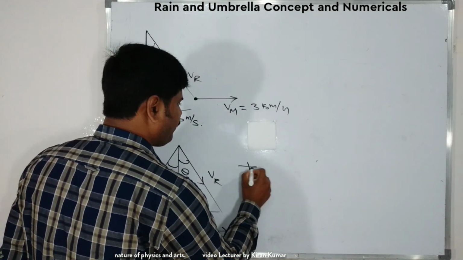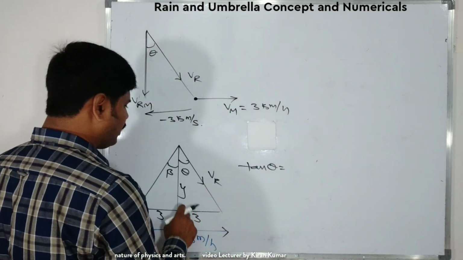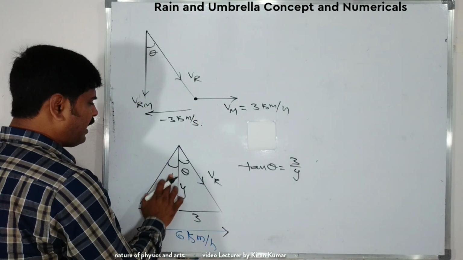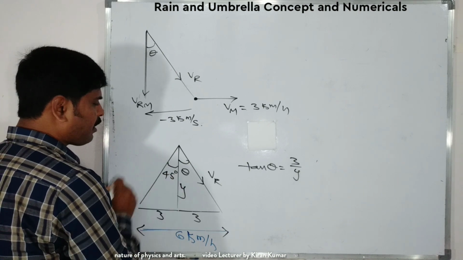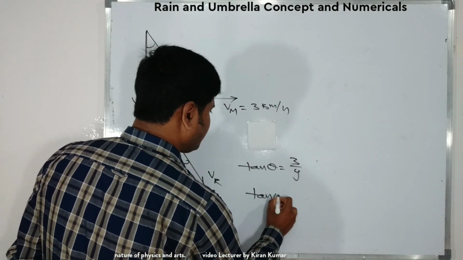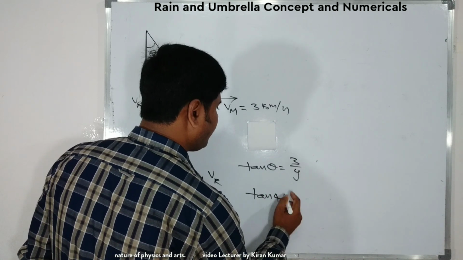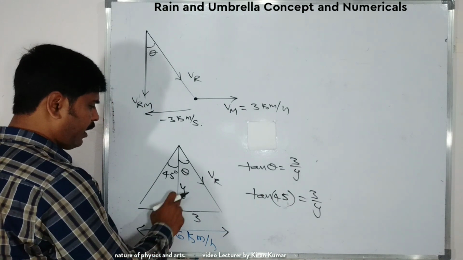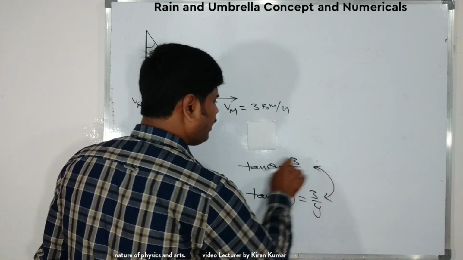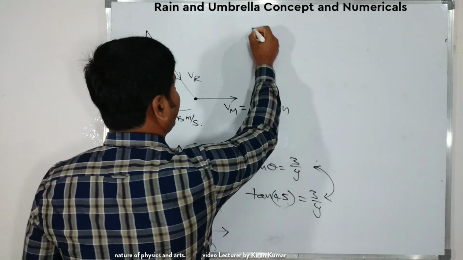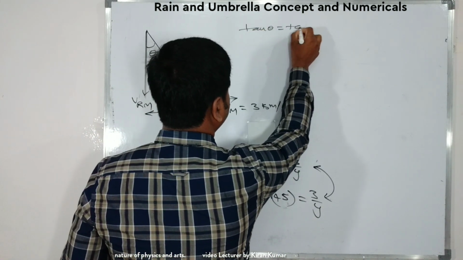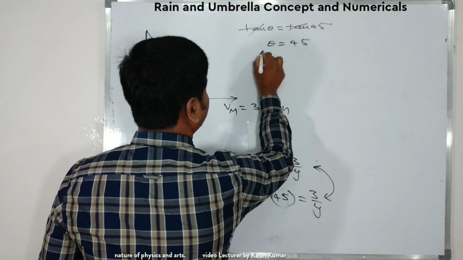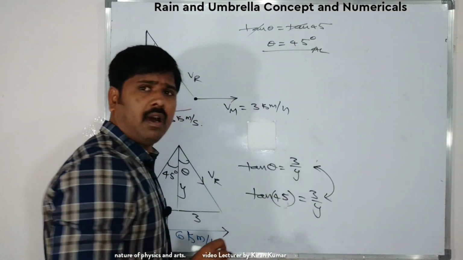Here from the diagram, tan theta is equal to 3 divided by y, and here this angle is given as beta, 45 degrees, according to the question. So tan 45 is also equal to 3 by y. Okay, so then both values are equal here, so we can write tan theta is equal to tan 45. So theta is equal to 45 degrees, which is the first answer.